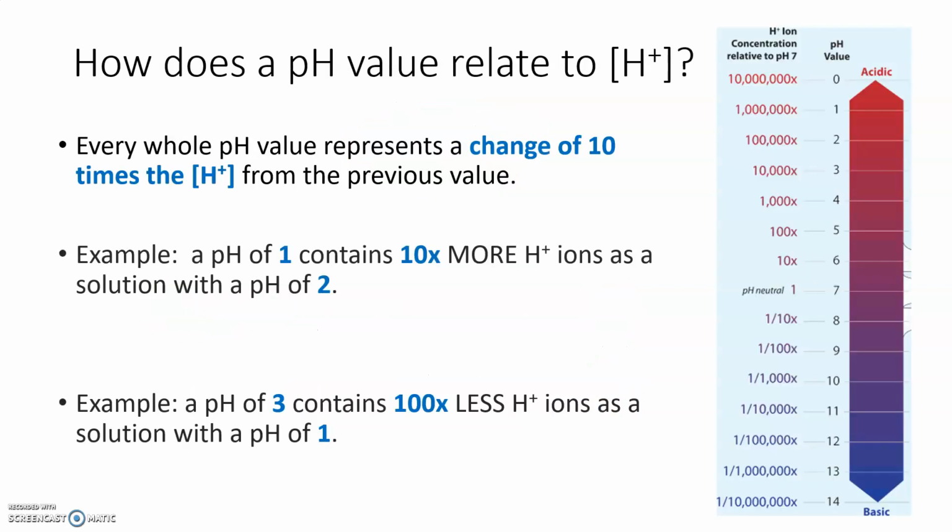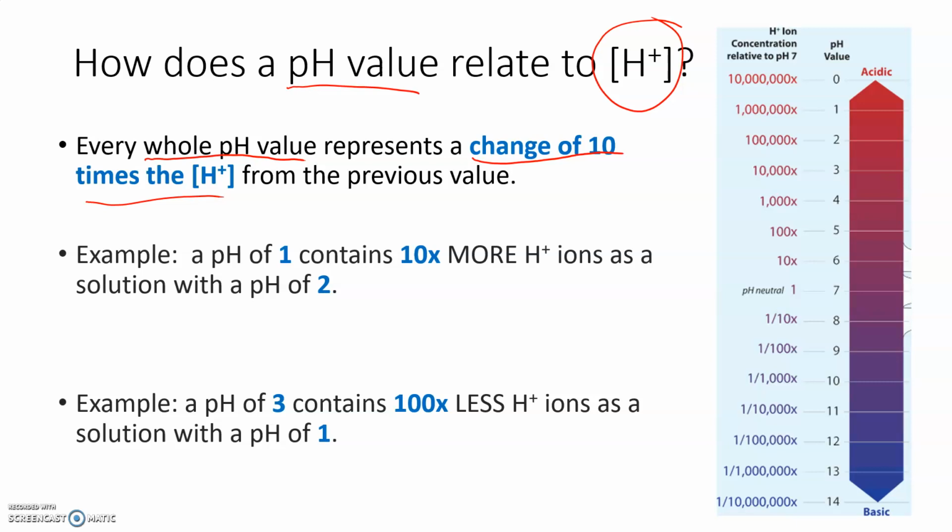All right, so I said you were not going to have to calculate pH values, but I do need you to understand how the pH value relates to the hydrogen ion concentration. So again, this is a logarithmic function. That means that every whole pH value, 1, 2, 3, represents a change of 10 times the hydrogen ion concentration from the previous value. So basically, every time you change the pH of something by one whole number, you're either increasing the hydrogen ion concentration by a power of 10 or decreasing it.